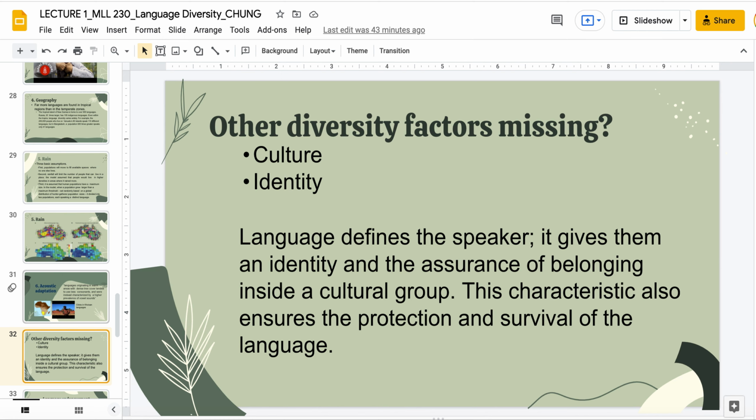So what are some other factors that are missing? Obviously culture, obviously identity, right? So, language defines a speaker. It gives them an identity, the assurance of cultural belonging. It gives you a sense of culture, right? So this also ensures your protection and your survival of the language. If your language is associated with a culture and an identity, and people are very passionate about this, about your culture, about your identity, of course your language is going to survive, right?